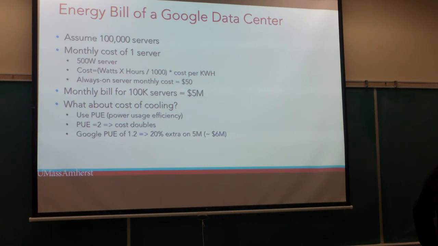And if you had a PUE of 2, that would mean that the cost of running your servers would double because of cooling. So Google actually has a PUE of 1.2, so that's 20% overhead for cooling, which adds on another $1 million for running this data center for a year. So that's $6 million per year.